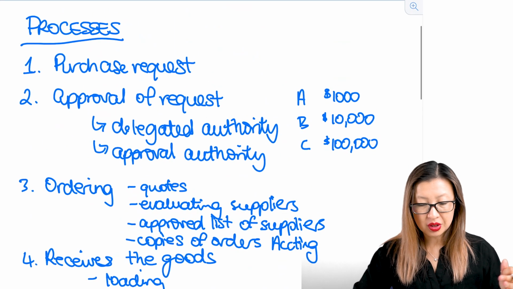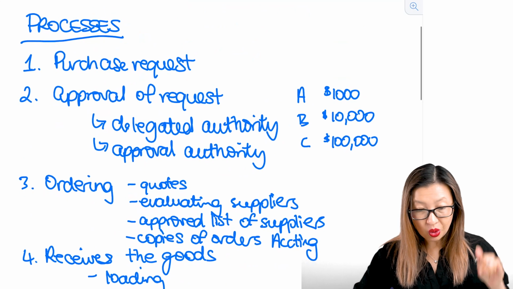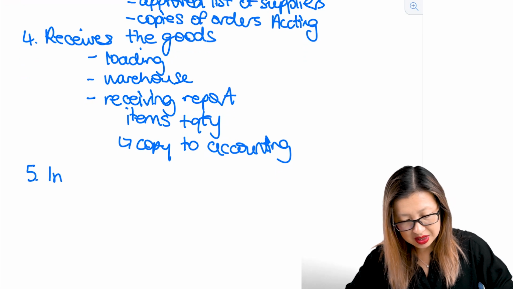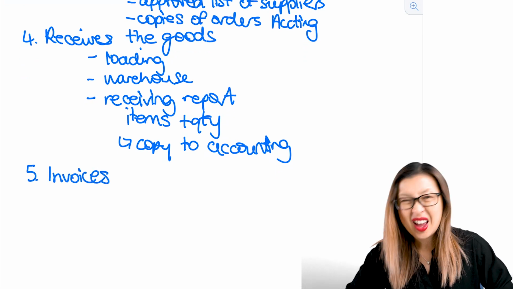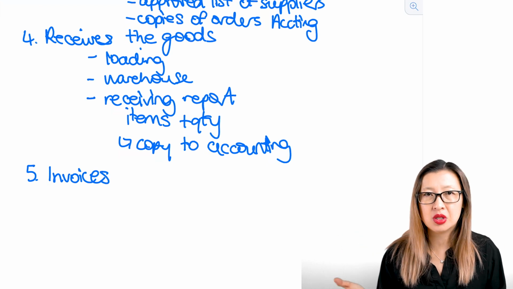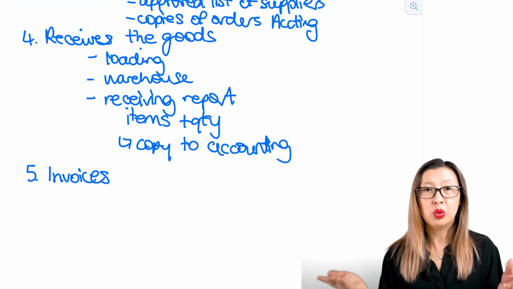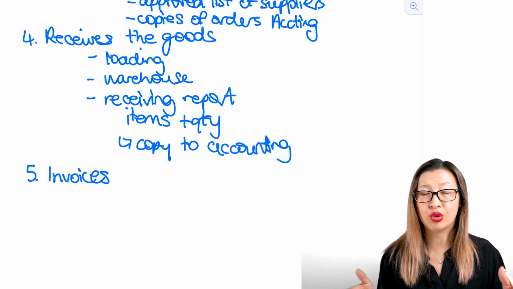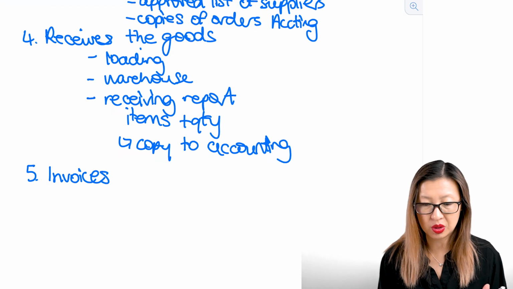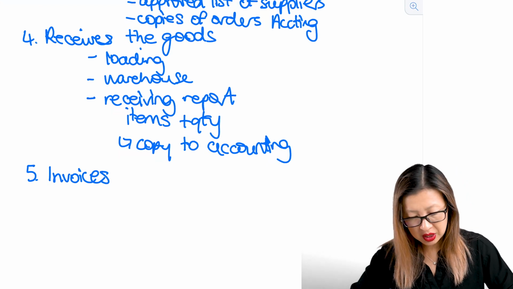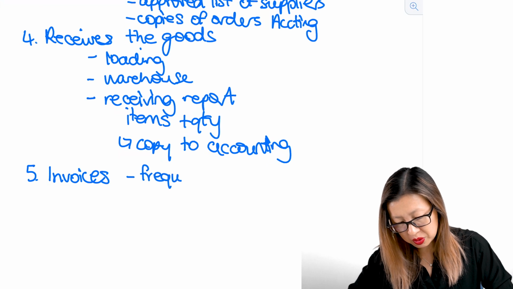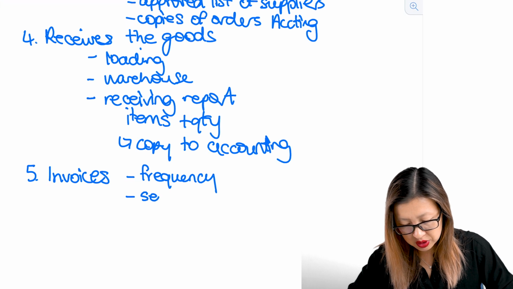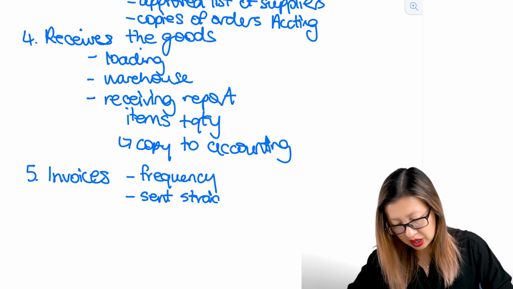So we've got purchases, approval, ordering, receiving goods. Then the next step is invoices. All right, and that means that typically people in a business situation, for most of our audit clients, they will receive goods and not have to pay for them till later. So they're buying goods on credit. So it creates accounts payable. So with invoices, we need to understand how often do we get invoices, so what's the frequency? And usually those are sent straight to accounting.